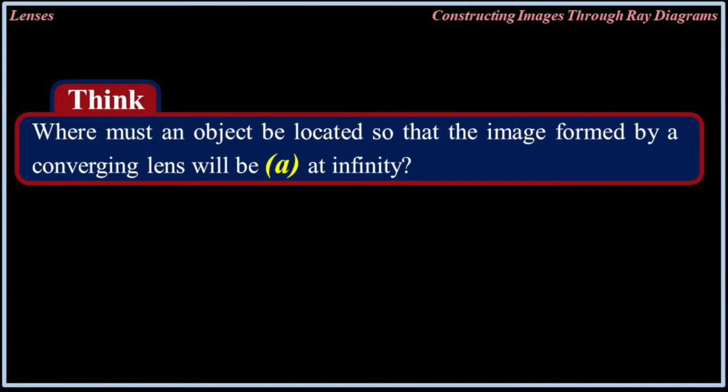This particular thing will be 5 separate problems, A through E, relative to describing a lens, object, and image setup. Take each one individually and try to answer it yourself before the solution appears. Good luck. Where must an object be located so that the image formed by a converging lens will be A, at infinity?